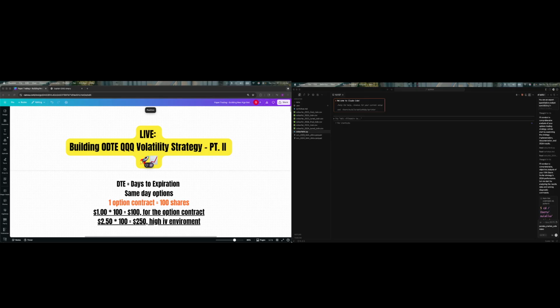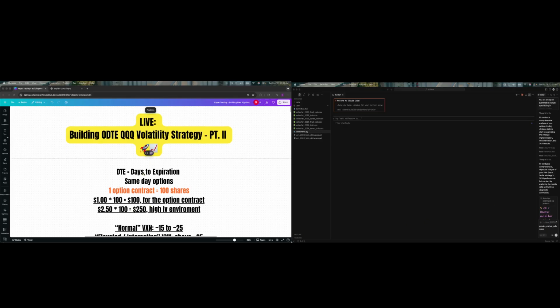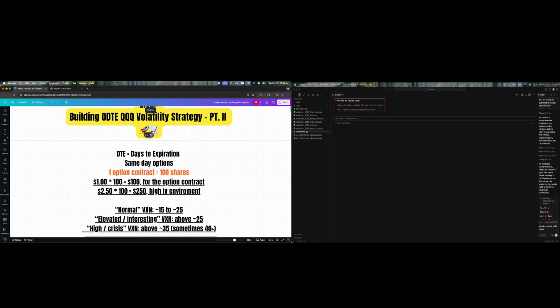We're going to be continuing where we left off yesterday, right? We're continuing part two of our QQQ strategy. We're building a strategy that enables us to trade same day options. Remember, whenever we see DTE, that tells us days to expiration, in other words, it's the same day option. And remember, one option contract equals 100 shares.